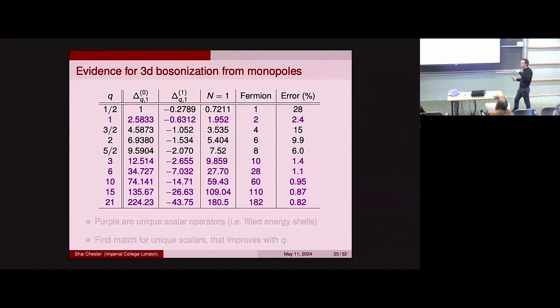Again, these are the operators in the free fermion theory that are filled energy levels. So the next operator is Q equals 3. The prediction from free fermion is 10. We say 9.859. Relative error 1.4. So as you see, the relative error is getting smaller and smaller. Once we get up to Q equals 21, our prediction was 180.5, and the free fermion is 182, which is a relative error of less than 1%.